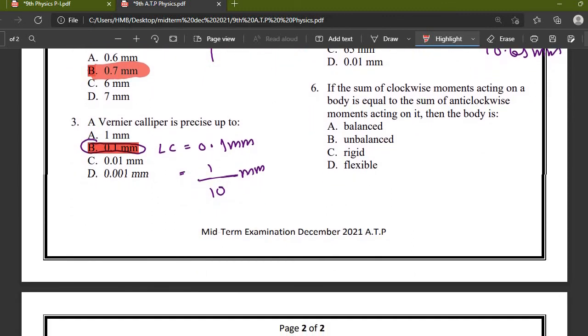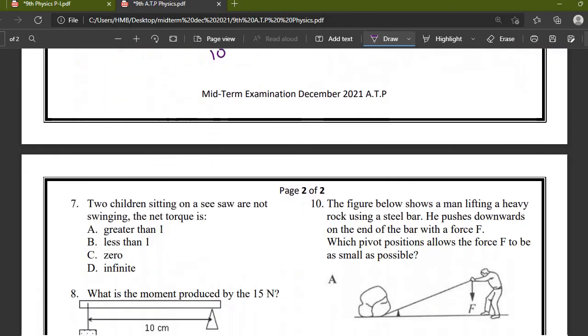If the sum of clockwise moments acting on a body is equal to the sum of anti-clockwise torques, then the body is said to be balanced. This is known as the principle of moments. So the correct answer is only option A. So this option A is the right answer.